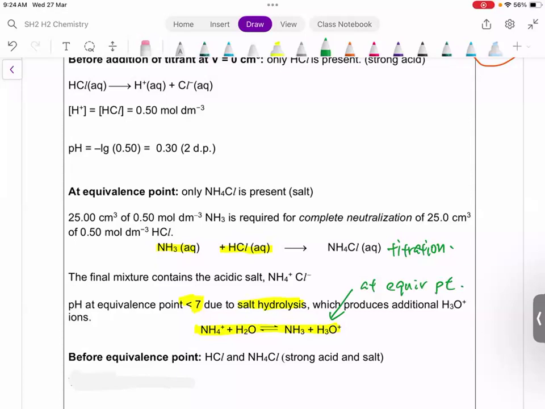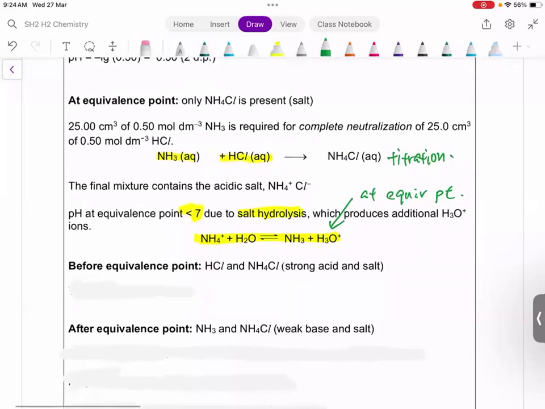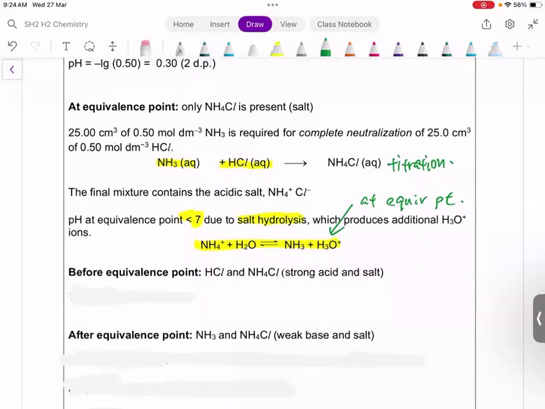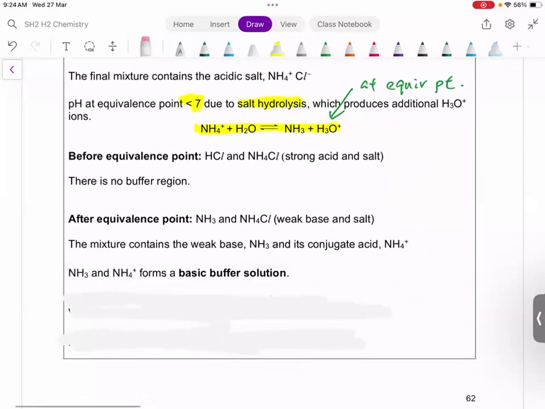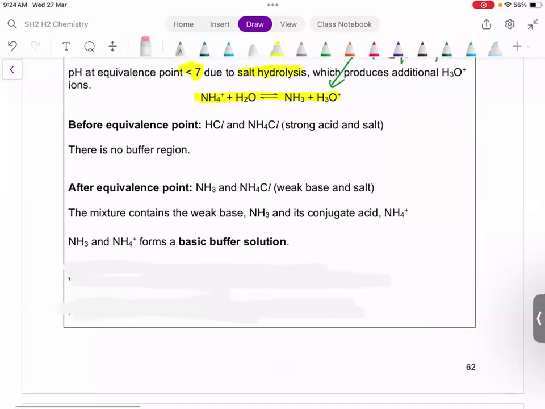Okay, so where is the buffer region? The buffer region will be before or after? After the equivalence point. So before the equivalence point, there's no buffer. After the equivalence point, you will have your buffer region, because after equivalence, that's where you have a mixture of the weak base and the salt. Okay, then from here, you should know that it's going to form a basic buffer. Weak base and the salt will form a basic buffer.